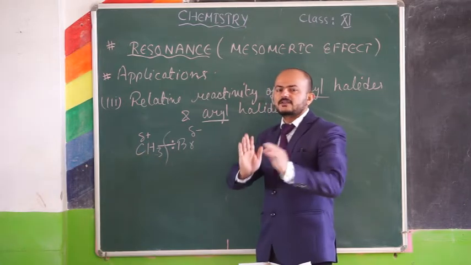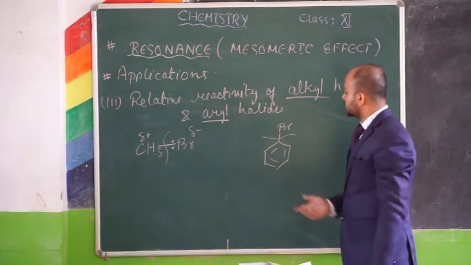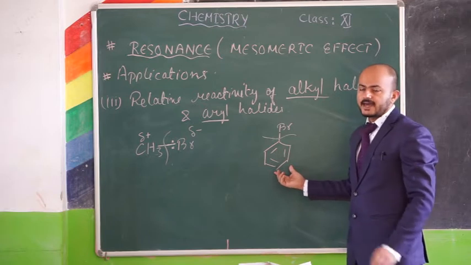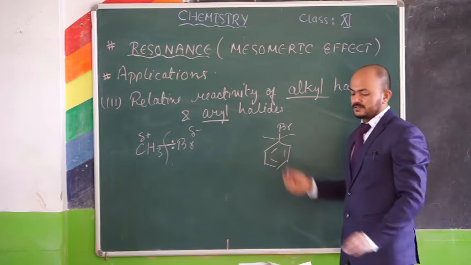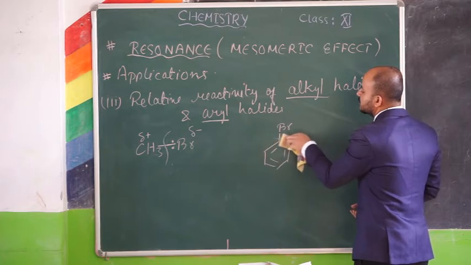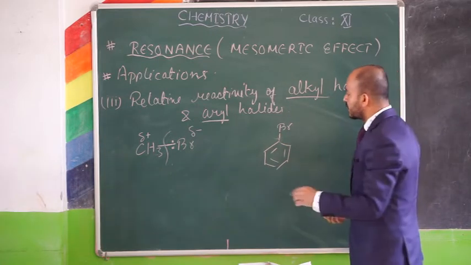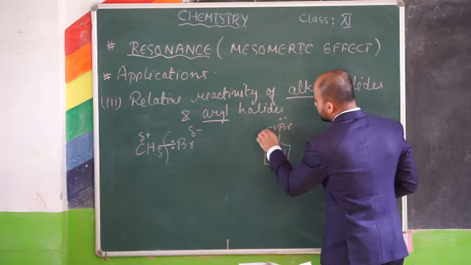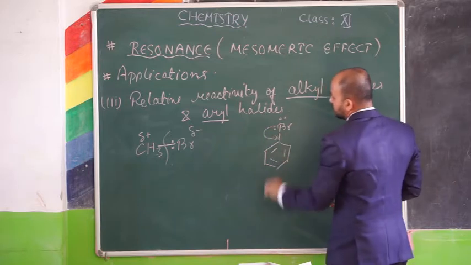That means it is already polar. Now, let's come to this aryl halide. In case of aryl halide, what happens is this bond, which you see as a single bond, is not a single bond. Why? Because you know bromine has a lone pair of electrons. Now this lone pair takes part in resonance.